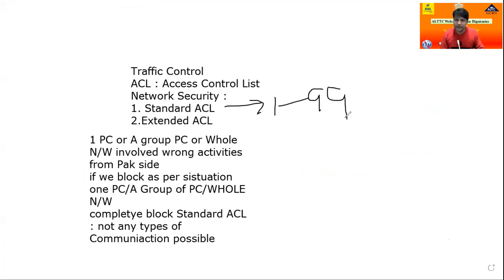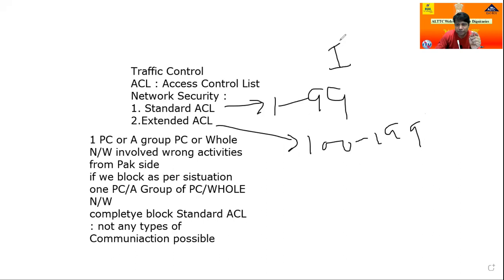Suppose ACL 10, ACL 15. If you see any such location, just keep in mind ACL 15 means standard ACL. That means complete blocking. In extended ACL, 100 to 199, and so on, and a lot of ACLs are possible. More than 2000 ACL facilities will be available. Here we just discuss 1 to 99, already decided by the ISO.